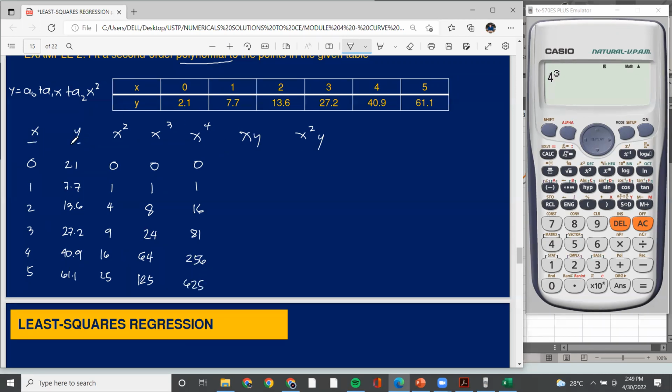X times Y. Pila? 0. Then 7.7. 2 times 13.6, pila? 27.2. Okay, next. 3 times 27.2, pila? 81.6. 4 times 40.9 is 163.6. 5 times 61.1 is 305.5.